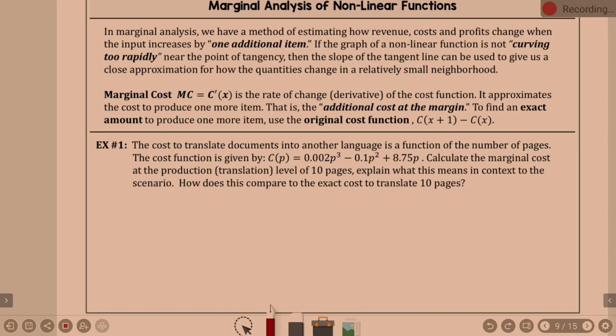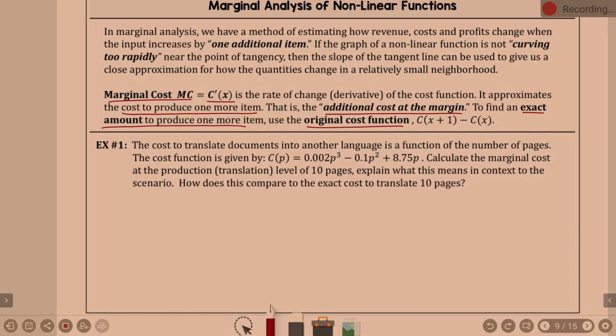Some vocabulary there to be able to come back to. Definitely marginal cost, and it's the derivative of cost. It's the rate of change of cost. The key is the cost to produce one more item, the additional cost at the margin. And the other key piece, for the exact amount to produce one more item, use the original cost function. Keep in mind, if C of X is the cost of X items, C of X plus 1 is the cost of X items plus 1. So C of X plus 1 is the cost of one more item.